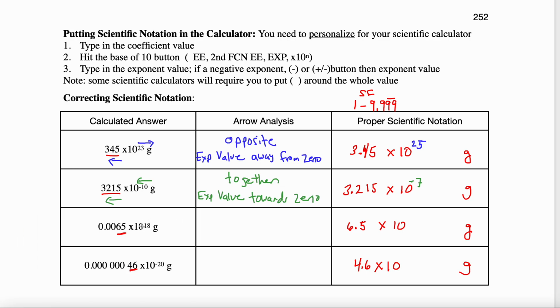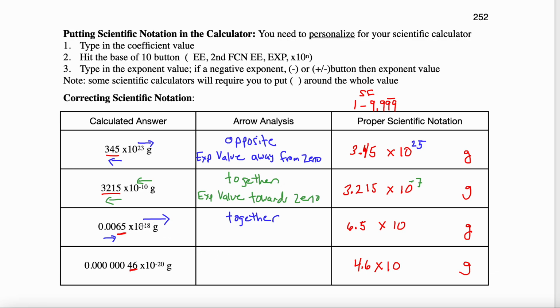Okay, my exponent is 18, so I have to move the decimal 18 places, but because it's positive, it wants to move to the right. And when I take a look at my correction to go from 0.0065 coefficient to 6.5, I moved my decimal position to the right. So I moved it around this first 0, this second 0, and moved it again so it's sandwiched between the 6 and the 5. So my 2 arrows, they are moving together. So that means my exponent value moves towards 0.